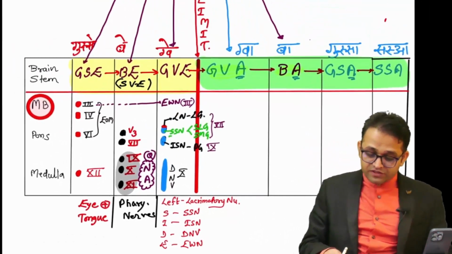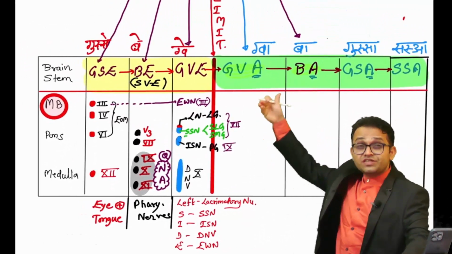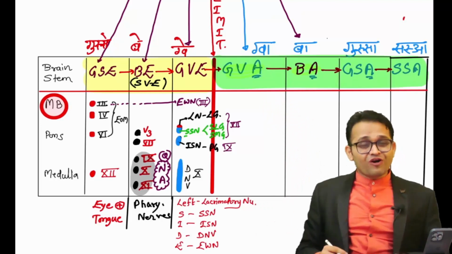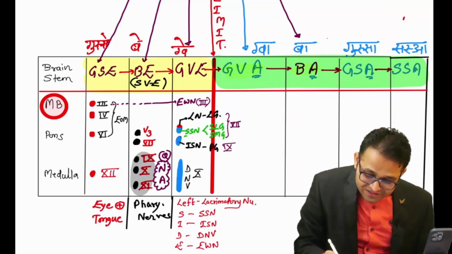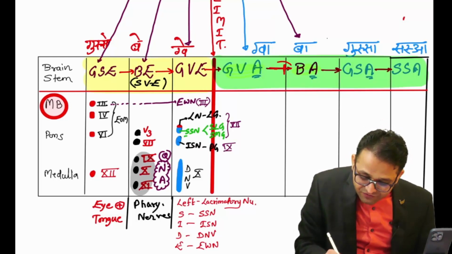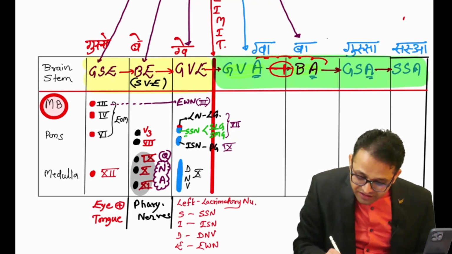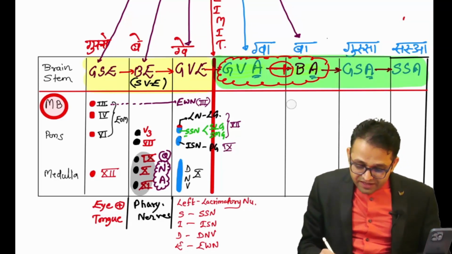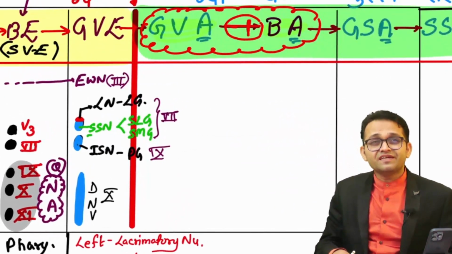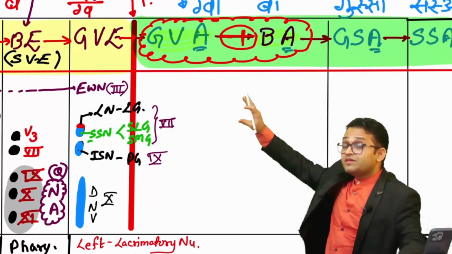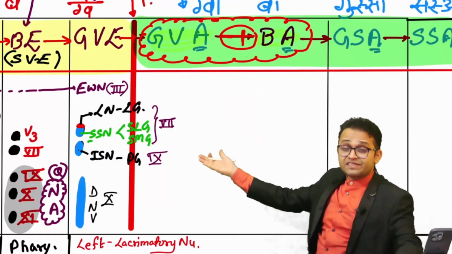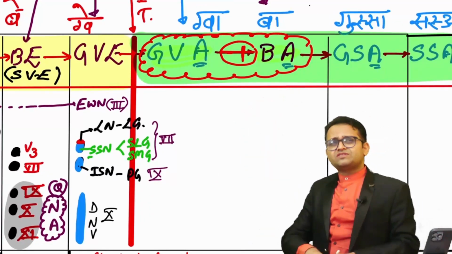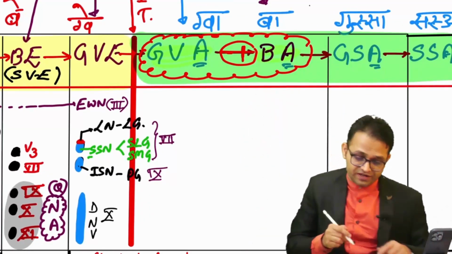Now look at the general visceral efferent and the branchial efferent. So here is one good news for all of you. Both are friends. Both are getting fused together during evolution. So can you tell me any structure which has the general visceral efferent activity as well as branchial efferent activity? Yes, you can say the special visceral efferent.